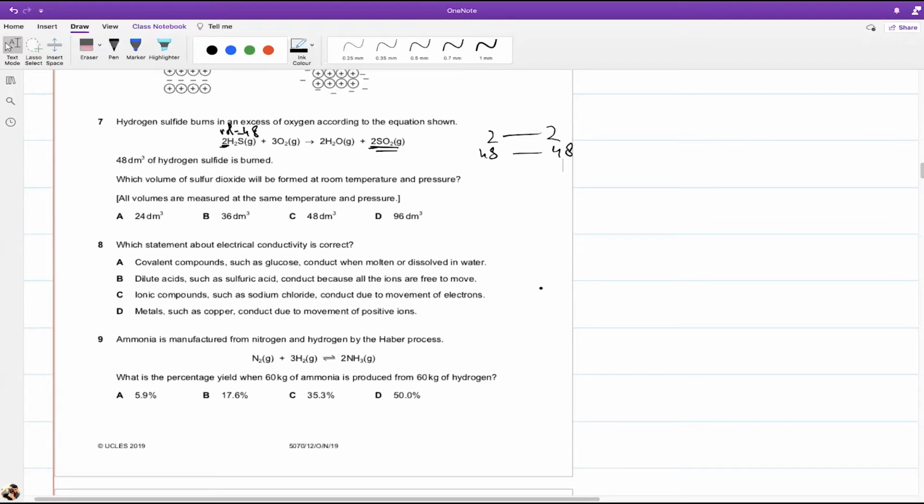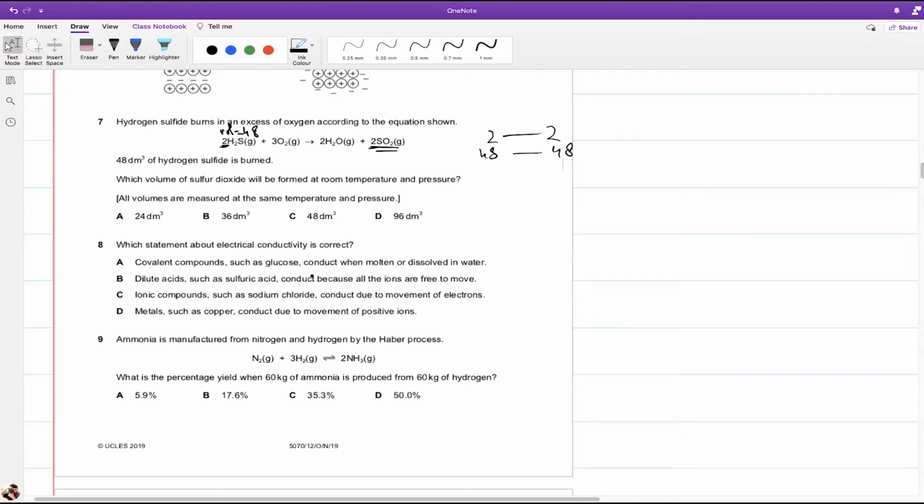All right, question number 8. Which statement about electrical conductivity is correct? All right, covalent compounds such as glucose conduct. End of story. No, brother, they cannot conduct. Why can't they? There must be free charged particles, either ions or free electrons that will move. Neither ions nor electrons are present here.